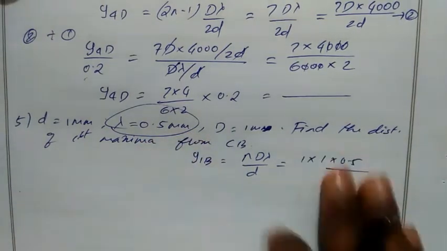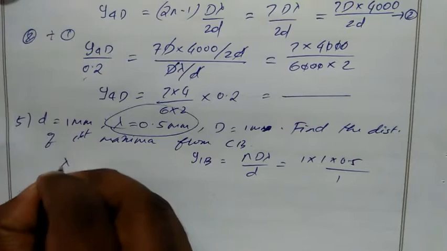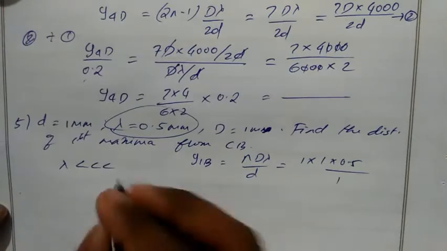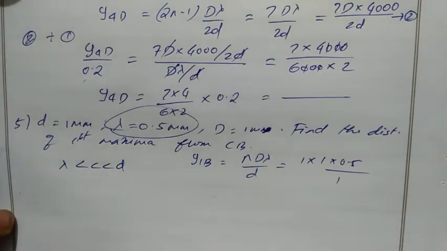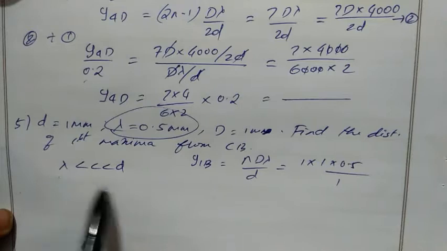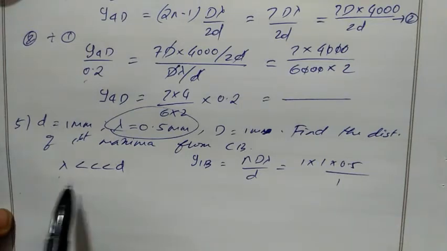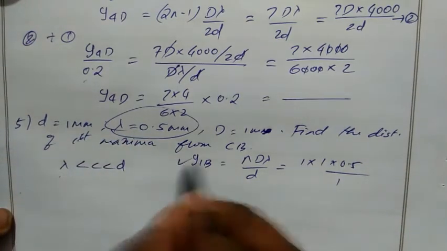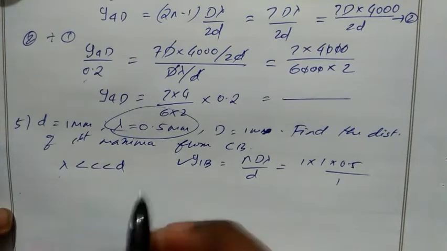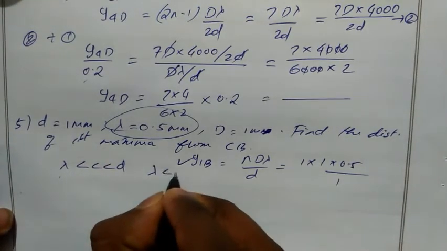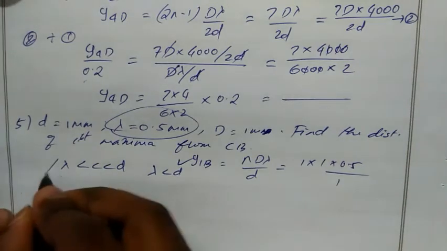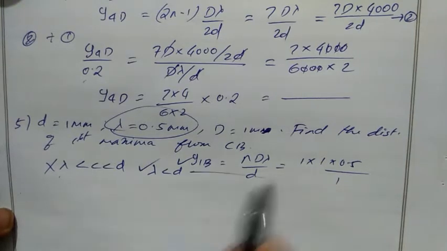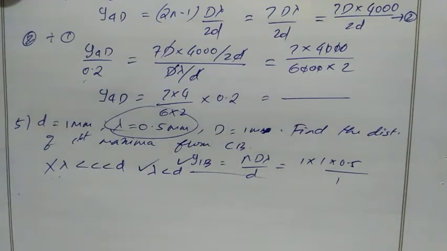We usually use this formula when lambda is much smaller than d. But if you check here, lambda is 0.5 and d is 1, so there is no big difference between these two. Only when there is a big difference between these two do we use this formula. So this condition is not satisfied for this problem, and we cannot use this formula.